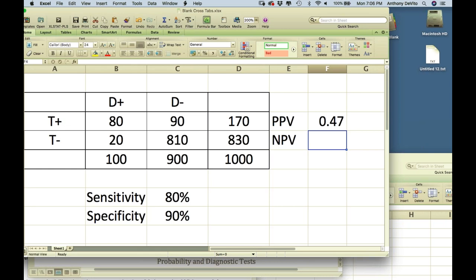What do you think the negative predictive value is? You notice we're ignoring the people online here.